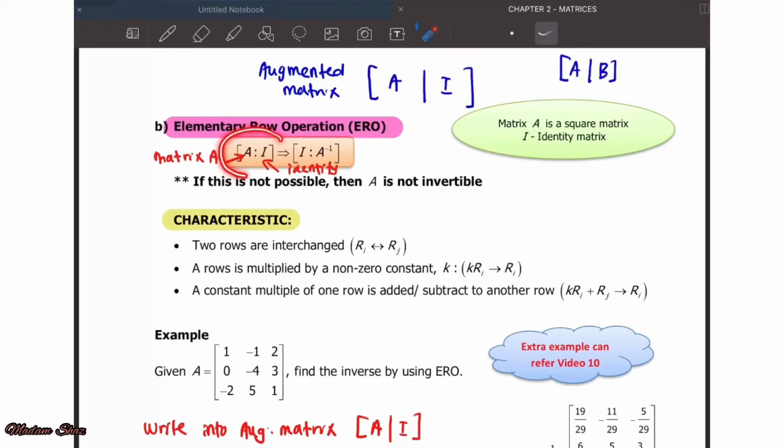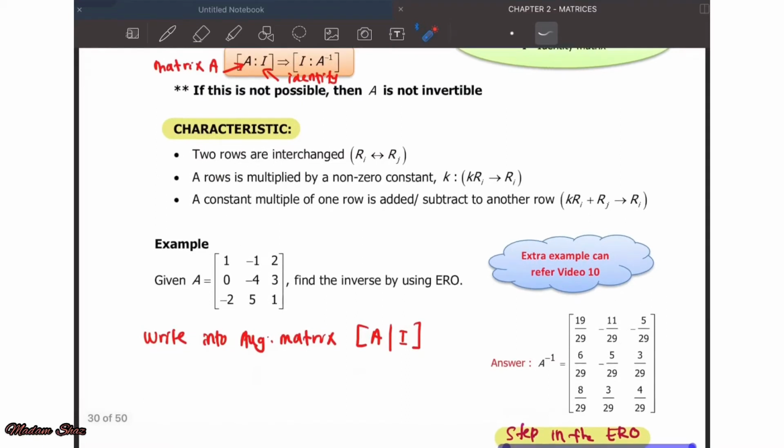A stands for the original matrix A given in the question, and I stands for the identity matrix. At the first step, your A will appear on the left hand side and the identity on the right hand side. After we apply the ERO, the identity will change position to the left hand side and the A inverse will appear on your right hand side.